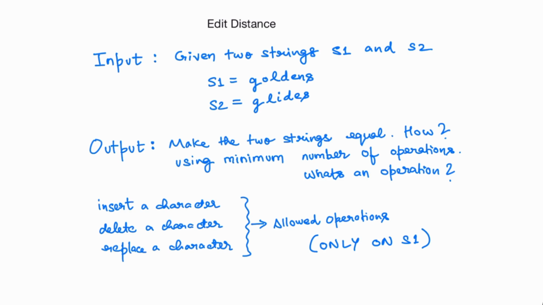Now this is not the only way. Perhaps we can, let's say, delete O. We can then insert I between L and D. And then we can just delete N. So this would also make it Glides, which would be equal to this. How many operations did we do here? Similarly, there might be other ways. Our goal is to find the way which involves the minimum number of operations.